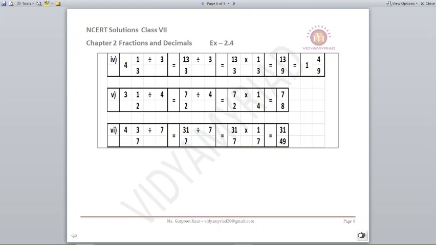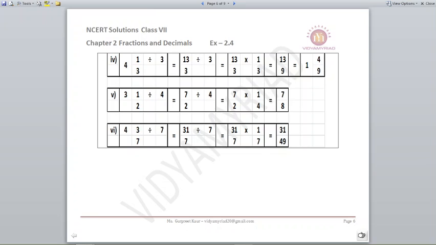It will become 13 upon 3 multiplied by 1 upon 3, which gives you 13 upon 9, which is improper. So you need to divide it and convert it into mixed fraction. Your answer comes to 4 by 9.